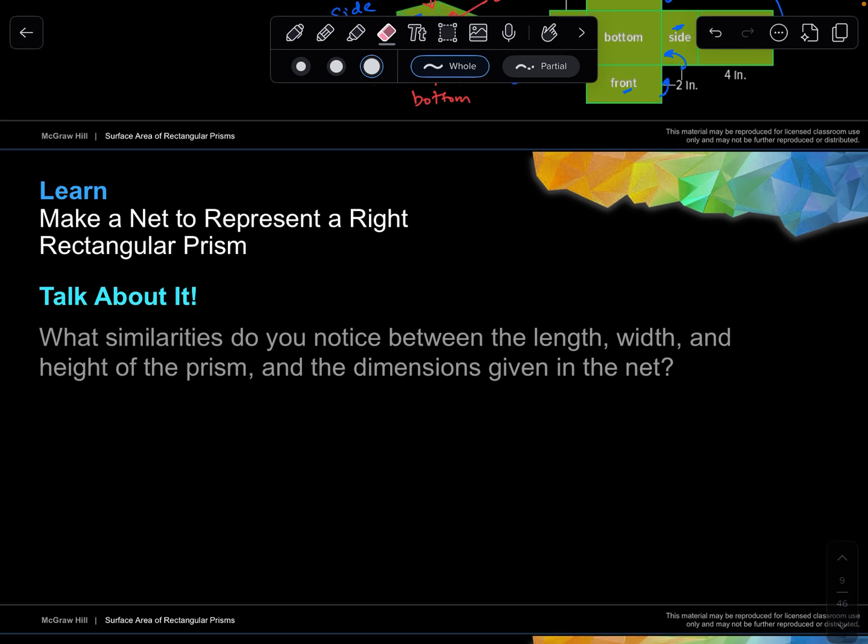So what similarities do you notice between the length, width, and height of the prism and the dimensions given in the net? And before we proceed on much further, this is on page 495 of your textbook.